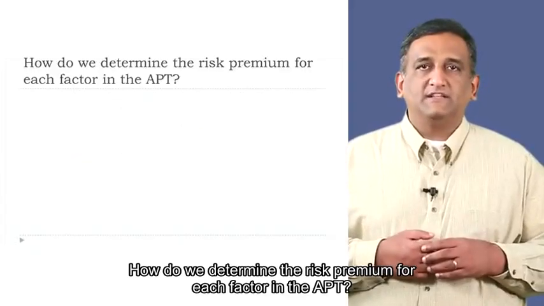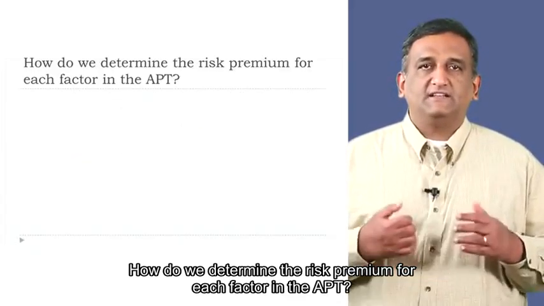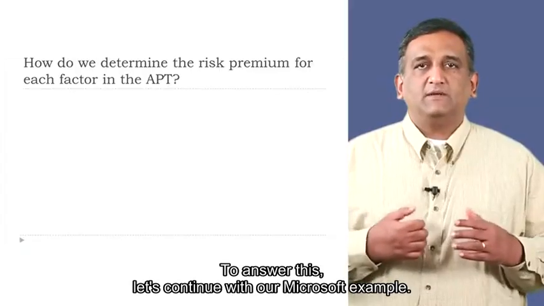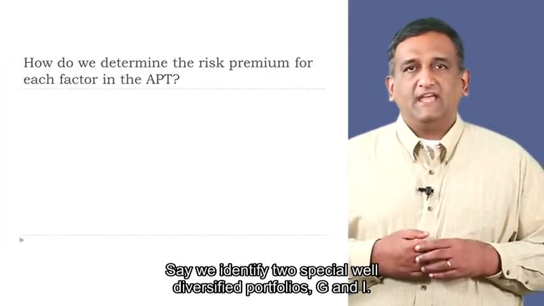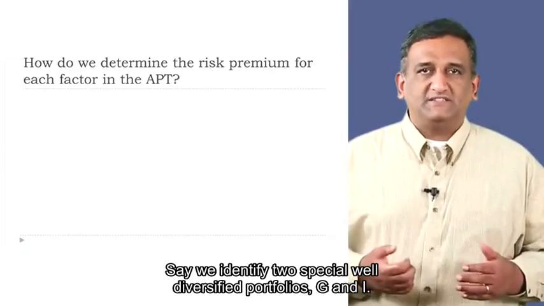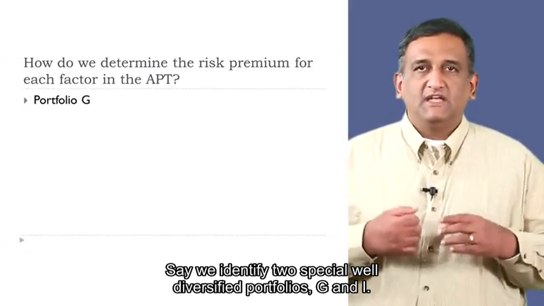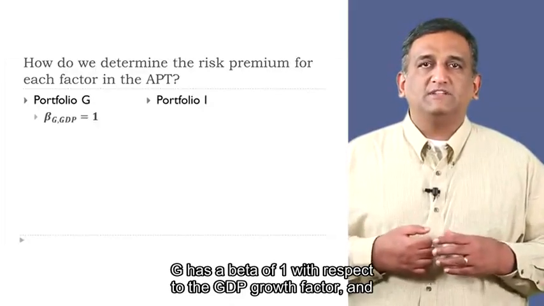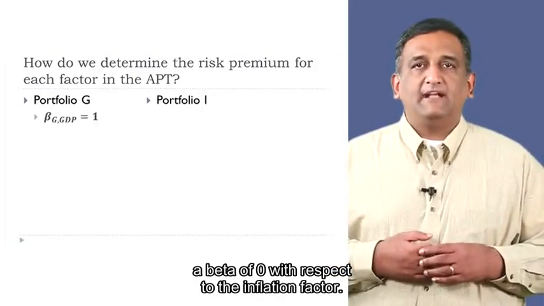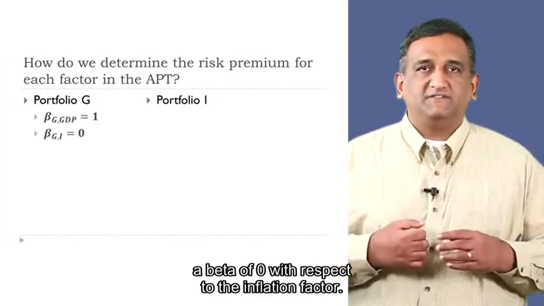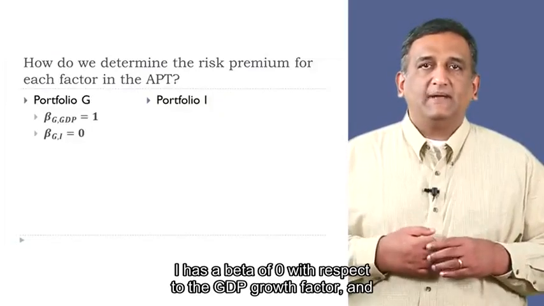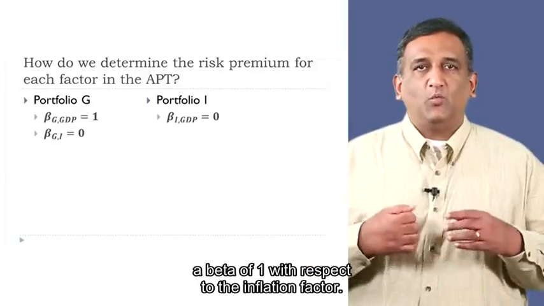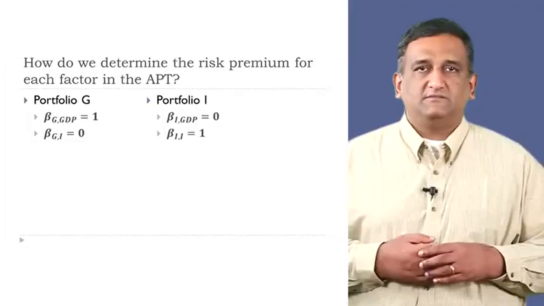How do we determine the risk premium for each factor in the APT? To answer this, let's continue with our Microsoft example. Say we identified two special well-diversified portfolios, G and I. G has a beta of 1 with respect to the GDP growth factor and a beta of 0 with respect to the inflation factor. I has a beta of 0 with respect to the GDP growth factor and a beta of 1 with respect to the inflation factor.